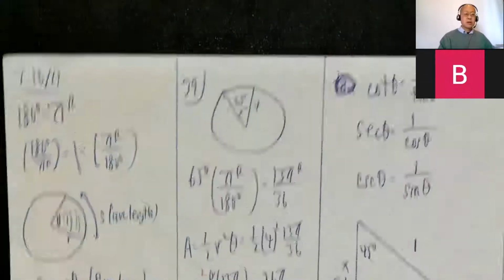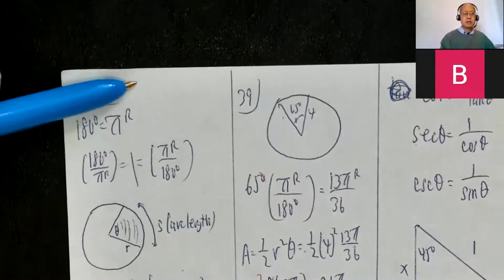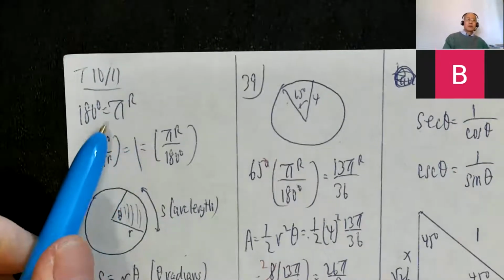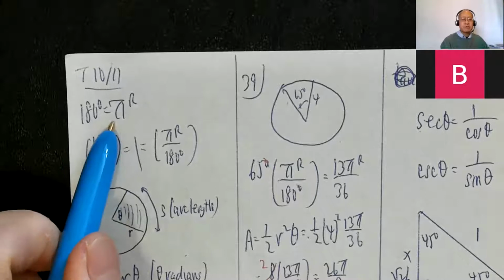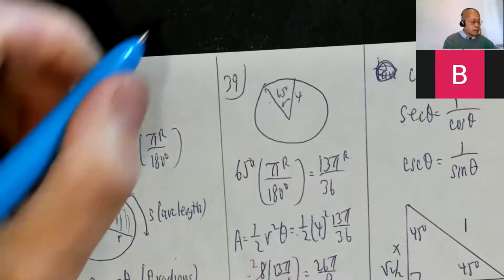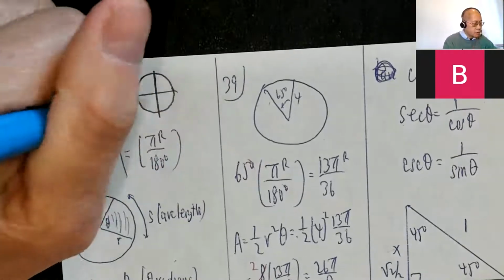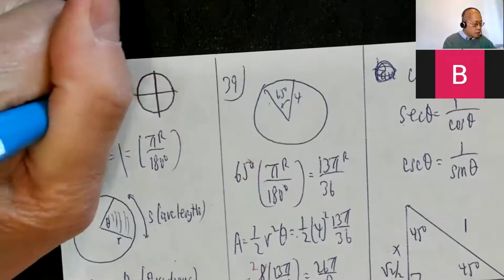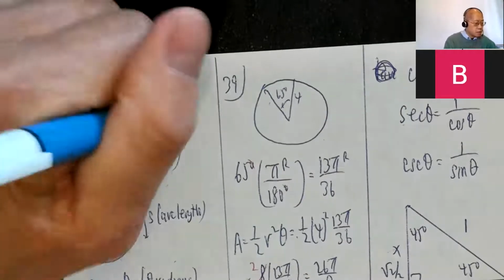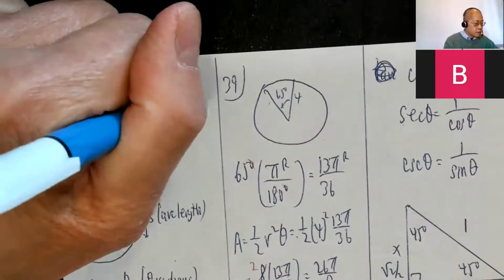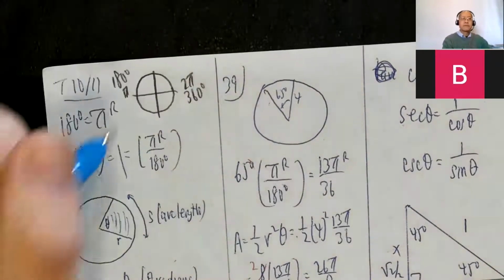I'm going to show you some problems involving that. Again, ignore any dates. So 180 degrees is the same as pi radians. That's halfway around a circle. This is pi, the same as 180 degrees. This is 2 pi, 360 degrees.